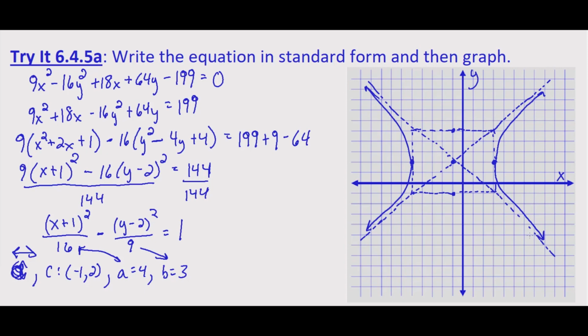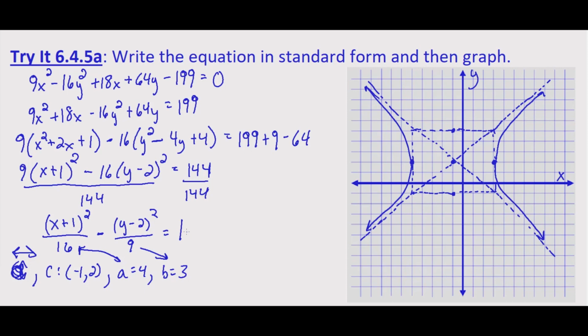So again, writing the equation in standard form, we put x terms together, y terms together, move the constant to the right, factor out anything that will factor from the x terms and the y terms separately, then complete the square with what's left. Make sure that we add and subtract on both sides. Whatever we're adding and subtracting on the left-hand side, we add and subtract on the right-hand side. And then simplify by dividing to get 1 on the right-hand side to give us our standard form, which again was x plus 1 squared over 16 minus y minus 2 squared over 9 equals 1.